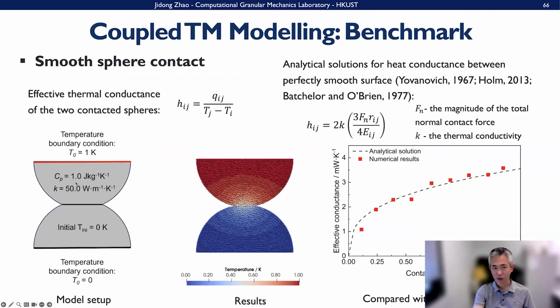We have two half sphere particles, and then we develop a contact. Okay, and one is at a higher temperature, and the other is lower. Okay, and then the hot one will transfer the heat over to the bottom here. Okay, and we can compare the effective conductivity, conductance, and the conductive force relationship, compared with the analytical solution developed in the literature here.